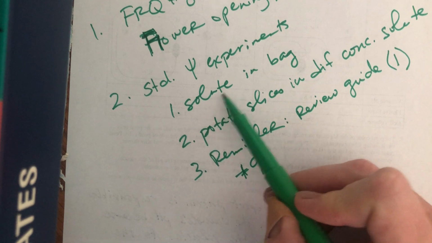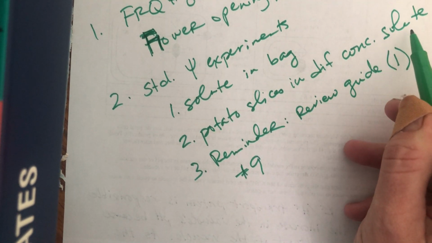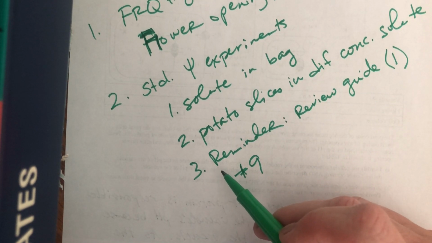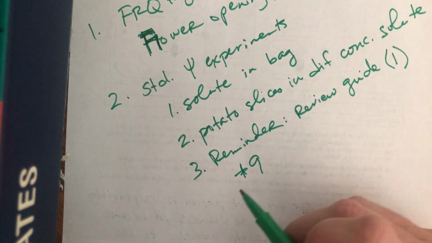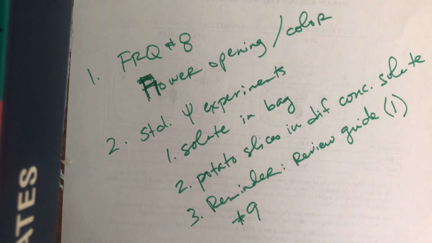Number 1 is going to be solutes in the bag. Number 2 is going to be potato slices in different concentrations of solutes in the environment. Number 3 is going to be a reminder that you had on the review guide, I think it was 1. Number 9 is worth looking at because it relates to the current topic, which is water potential.